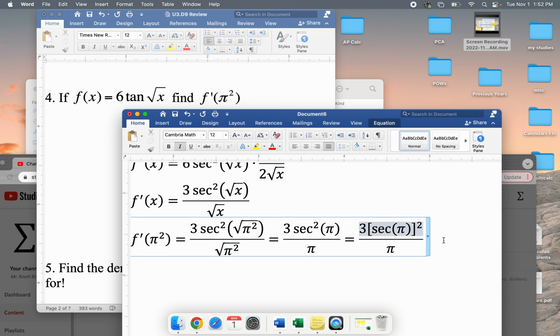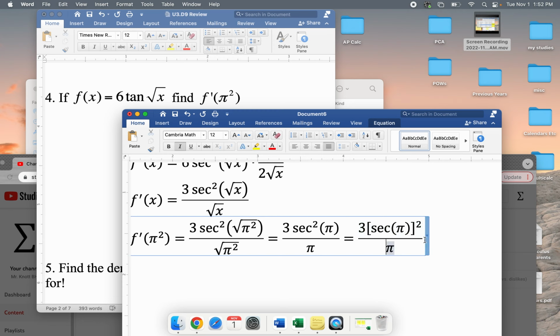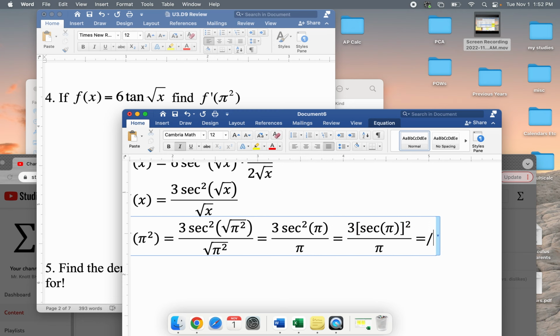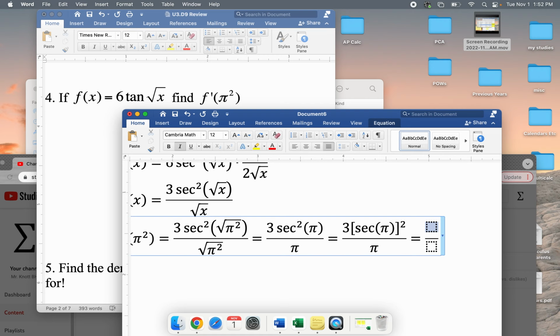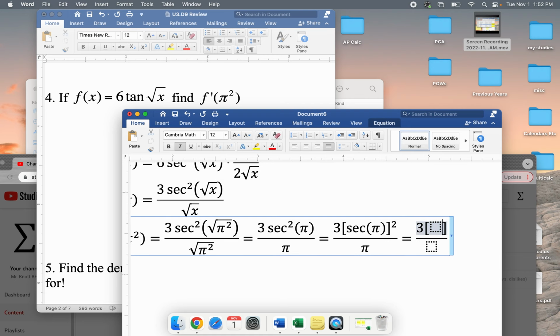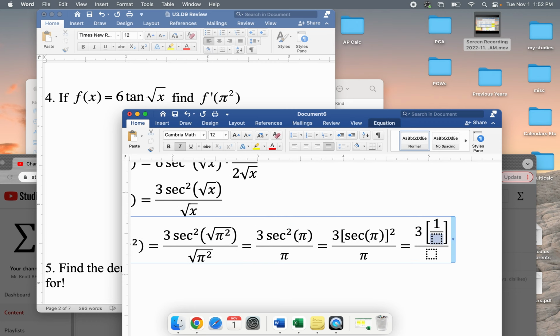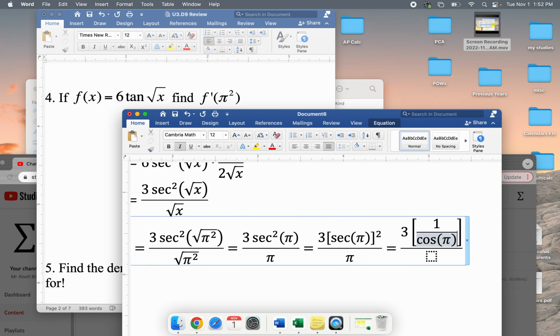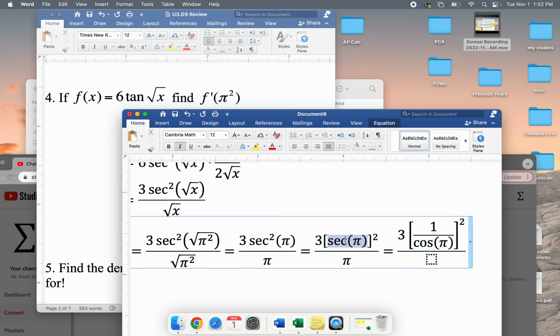So you just need to figure out what secant of pi is and then square that. So what is the secant of pi? I have no idea. I just think about the fact that secant is the reciprocal of cosine. So this is really 1 over cosine pi, all squared. That's what secant pi is, right? Secant pi is 1 over cosine pi.